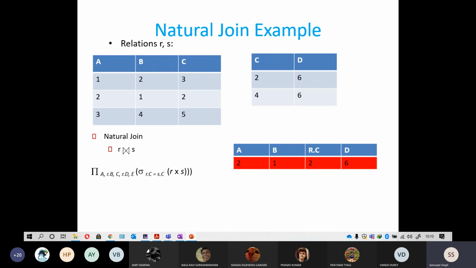For natural join, if your columns are not equivalent, suppose you are combining tables like ABC and D, in these two tables you are not finding any attribute that is common to each other. Then it will simply become a cross product, because there is no column that is equivalent to each other.